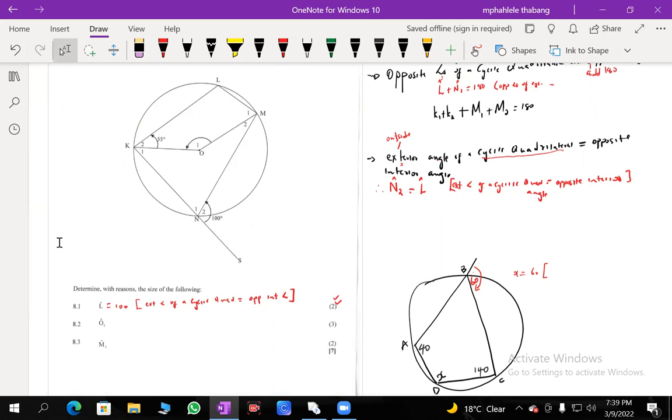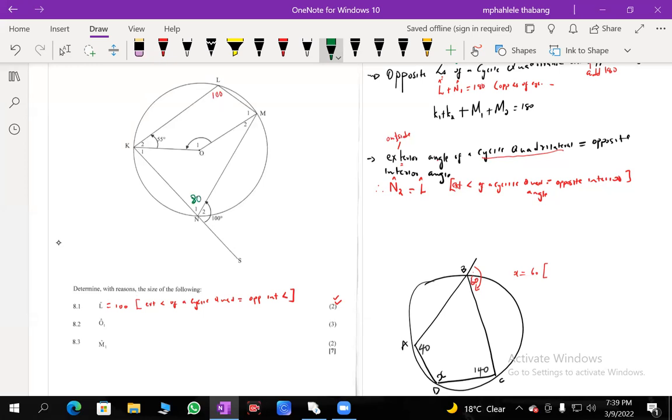Angle L is 100 degrees. Then we know that opposite angles of a cyclic quad are supplementary. So 180 minus 100 leaves 80, because N1 and angle L are supplementary. Okay, so it is 80. That's impressive.